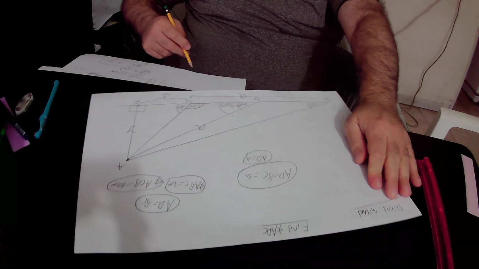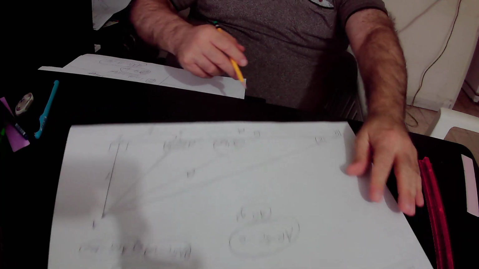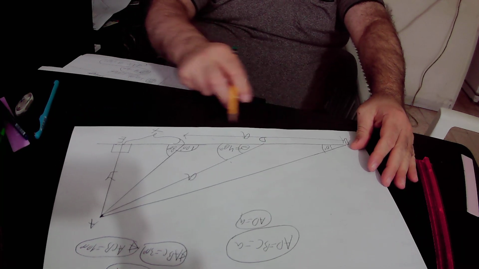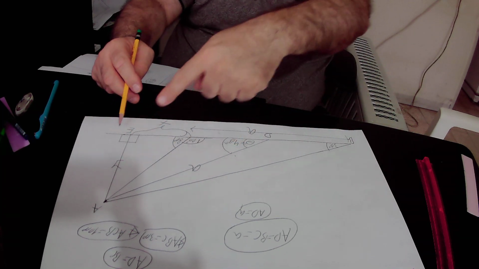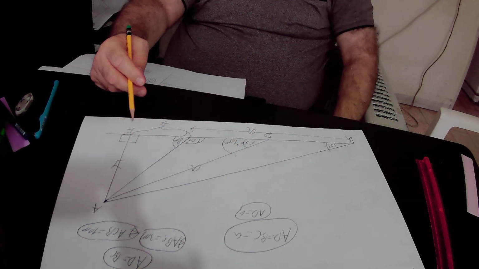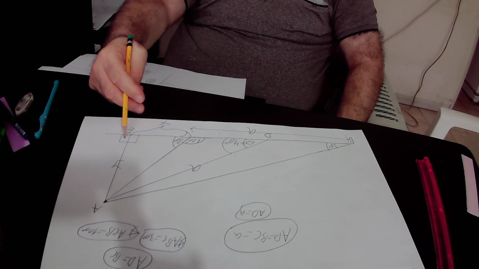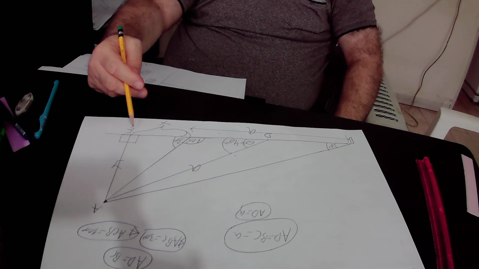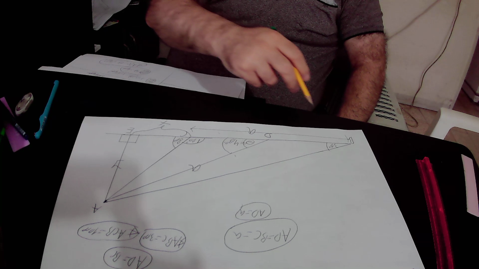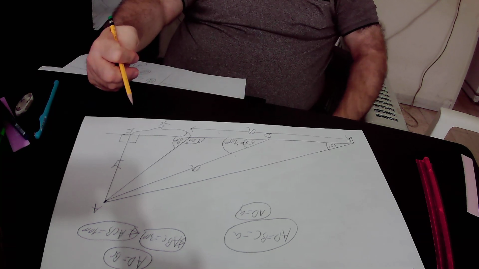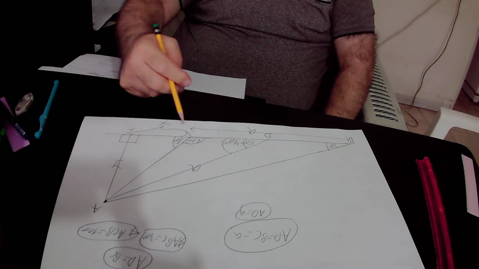Then we did a construction. We extended side BC by a straight line, and from point A we drew a perpendicular to the extended BC. So this angle is 90 degrees. We defined the intersection point between the perpendicular from point A and the extended BC as point E, and we defined AE as Y and CE as X.